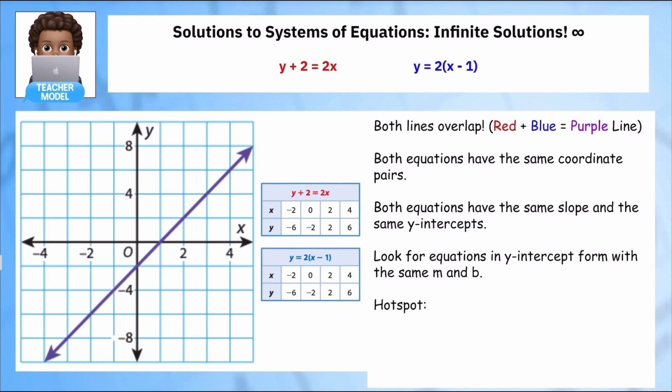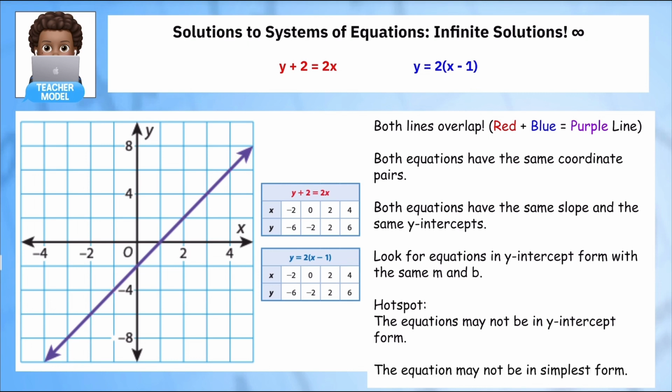So here's our hotspot. We know what to do about this. We know that the easiest way to compare the equations is to put them in the same form, y-intercept form, and compare your m and b. And here's something tricky. The equations may not be in simplest form. Like, look at the blue one here. I have to distribute. Once I distribute that 2, I can now put it into y-intercept form. So just be on the lookout for those things. But now you have an idea of what it means, what it looks like graphically, to have one solution, to have no solutions, or to have infinite solutions.